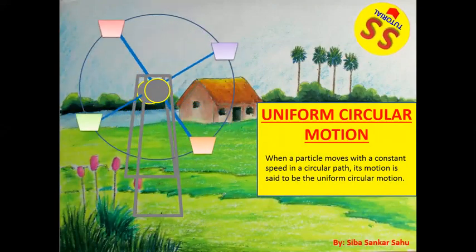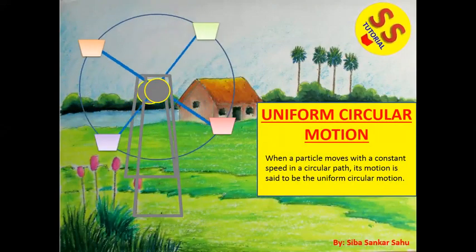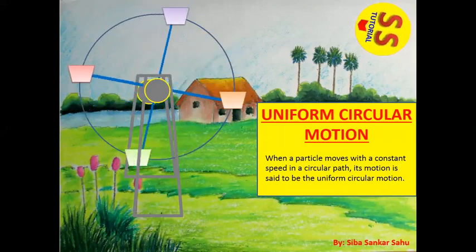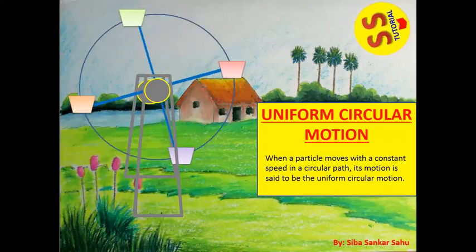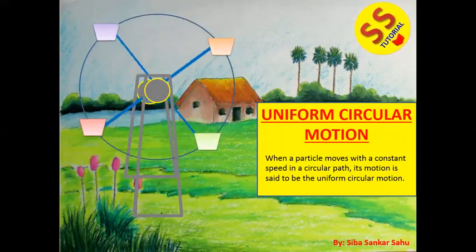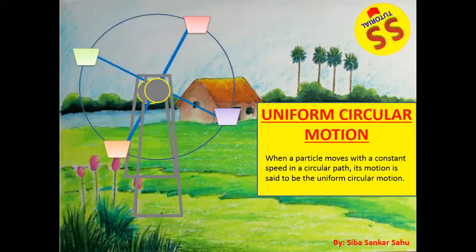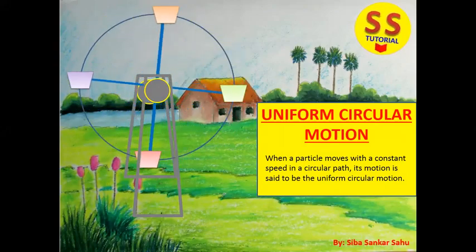Today we'll discuss uniform circular motion. When a particle moves with a constant speed in a circular path, its motion is said to be uniform circular motion.